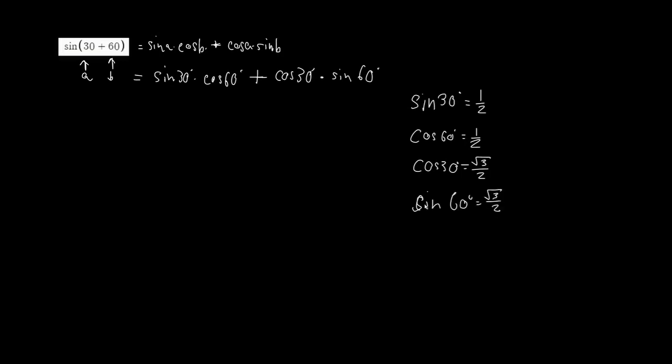All right, that's it. Now let's further substitute. Sine 30 degrees is 1/2 times cosine 60, which is 1/2 also, plus cosine 30, square root of 3 over 2, times sine 60, square root of 3 over 2. If you're just going to multiply two fractions, you multiply the numerator to the numerator and the denominator to the denominator. So 1 times 1 is 1, over 2 times 2, 4. That's it.